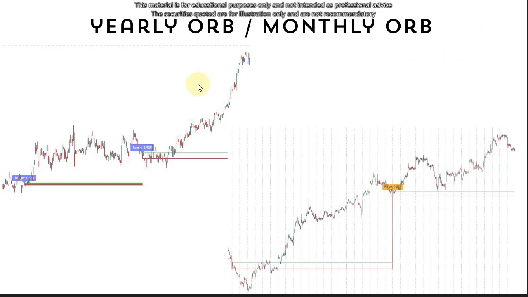Hello traders and investors. Last week we have seen the yearly ORB strategy in the TradingView chart with a free TradingView indicator. This week we are going to see the monthly ORB strategy. This monthly ORB strategy is also similar to the yearly ORB strategy. The retesting level, the confluence indicator and entry exit, everything is similar to yearly ORB, but here the time frame is different and the holding period is different.